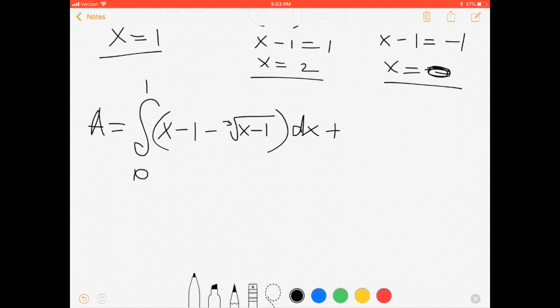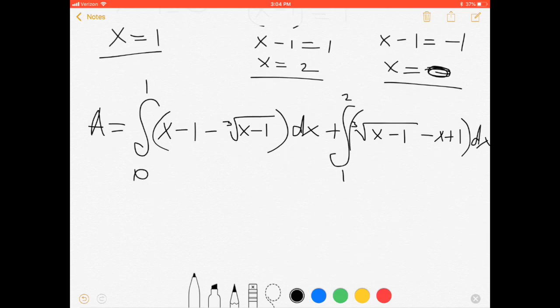plus the integral from 1 to 2, where the cube root of x minus 1 minus (x minus 1), this means minus x plus 1, dx. Okay.